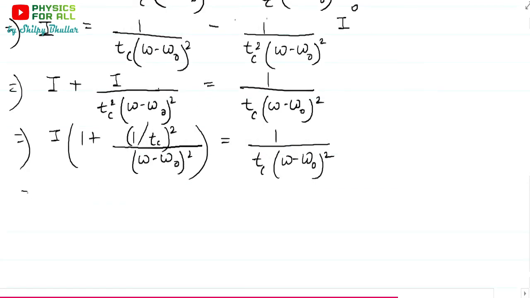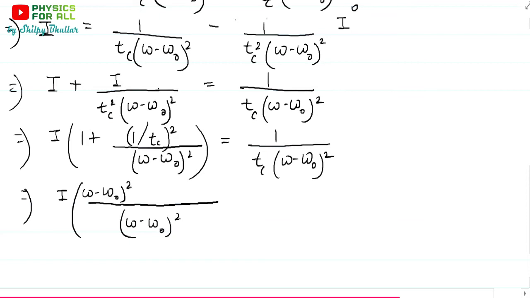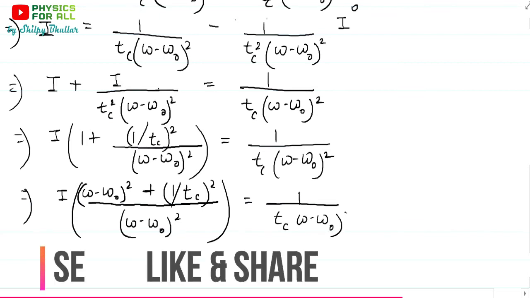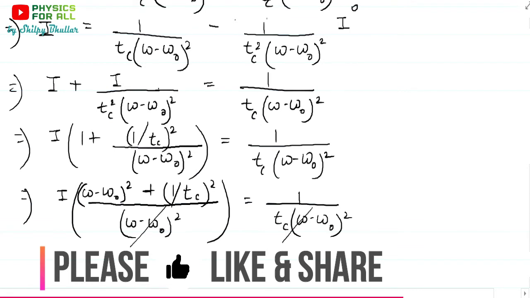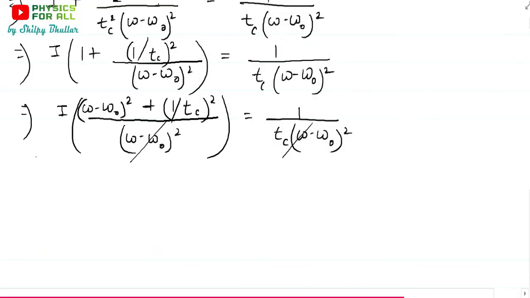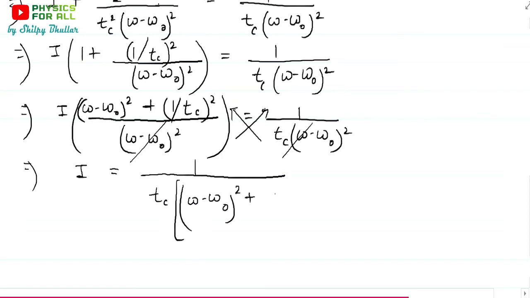Now what we can do is take the LCM. So omega minus omega naught whole square here would give us omega minus omega naught whole square plus 1 by Tc whole square in brackets, and 1 upon Tc omega minus omega naught whole square. And you can see this and this get cancelled. What are we left with? If we just cross multiply, we get I is equal to 1 upon Tc omega minus omega naught whole square plus 1 by Tc whole square. This is the thing that we have obtained.